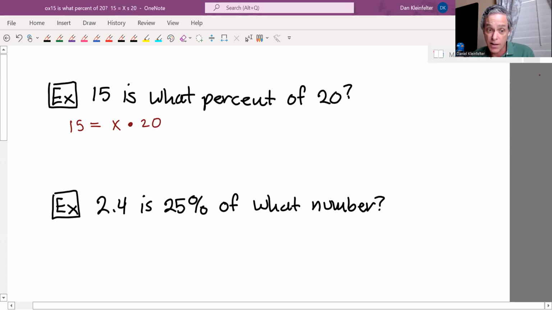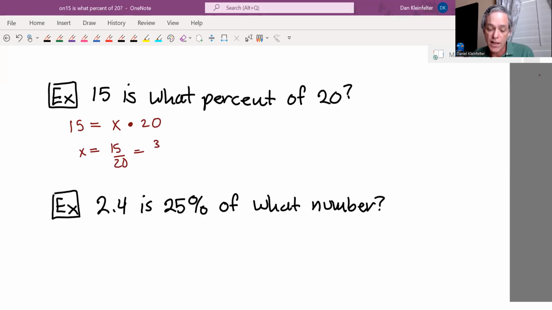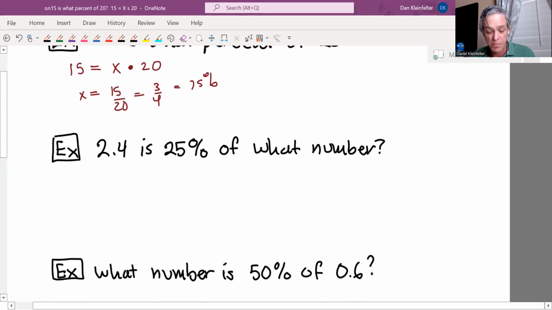Then, using methods we've used before to solve this, we'll divide both sides by 20. x is 15/20, which is 3/4. And 3/4 is 75%. So 15 is 75% of 20.